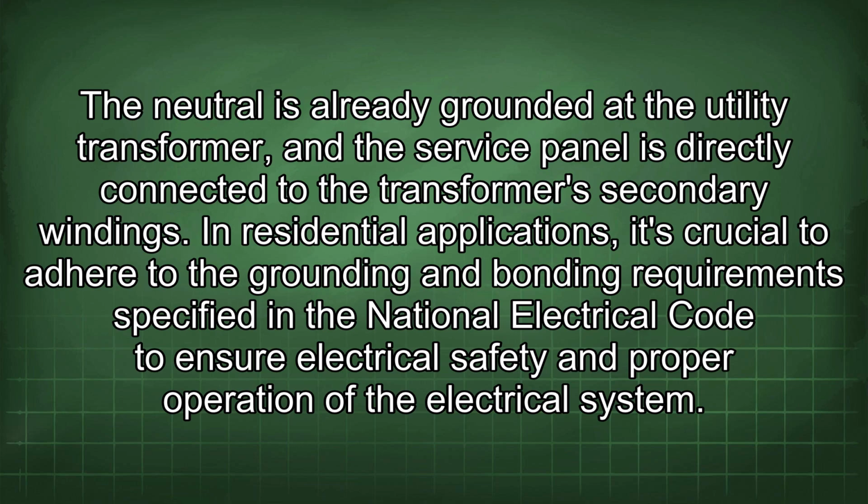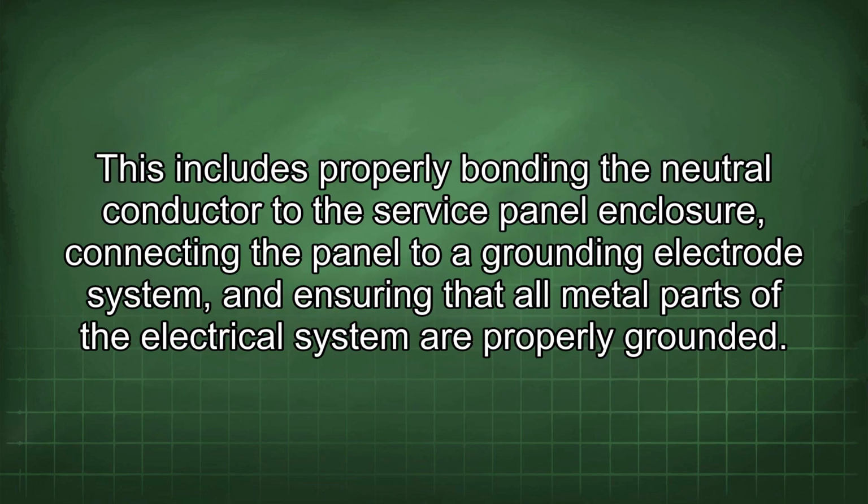In residential applications, it's crucial to adhere to the grounding and bonding requirements specified in the National Electrical Code to ensure electrical safety and proper operation of the electrical system. This includes properly bonding the neutral conductor to the service panel enclosure, connecting the panel to a grounding electrode system, and ensuring that all metal parts of the electrical system are properly grounded.